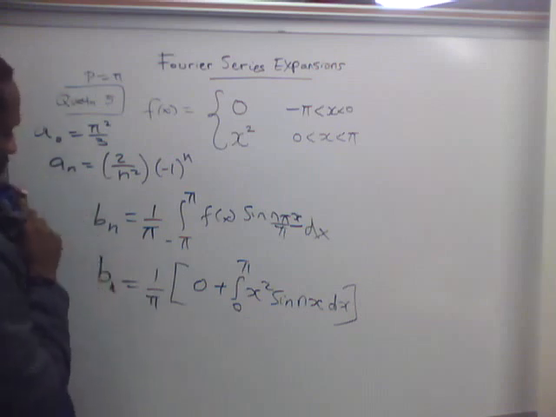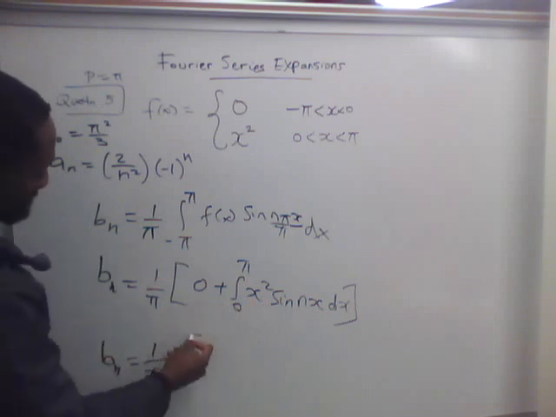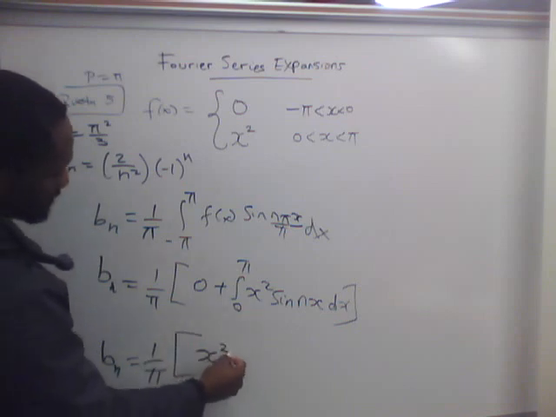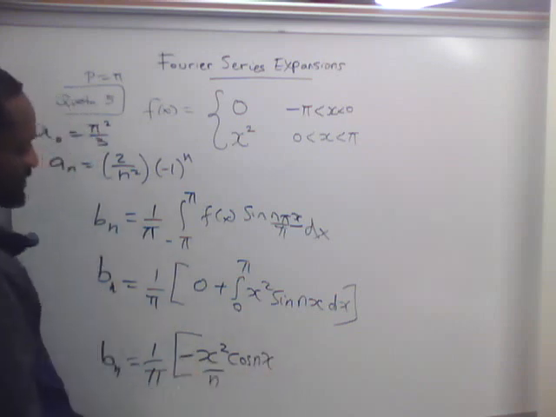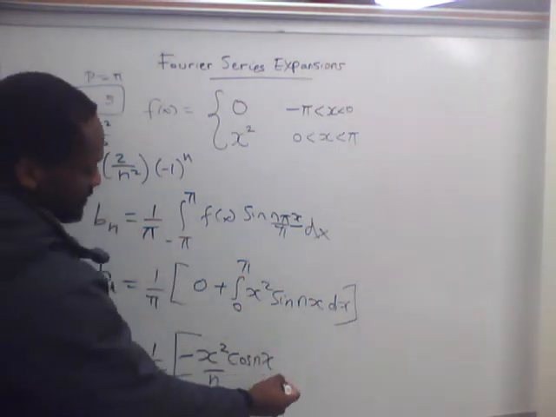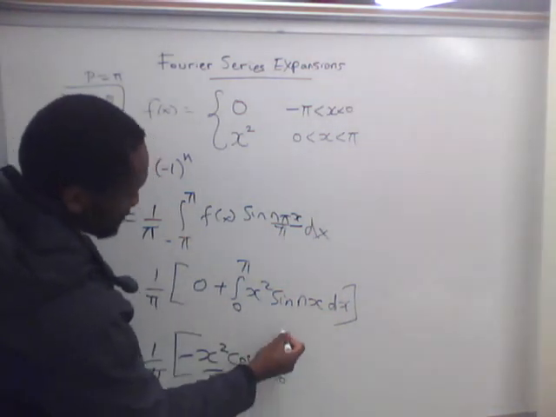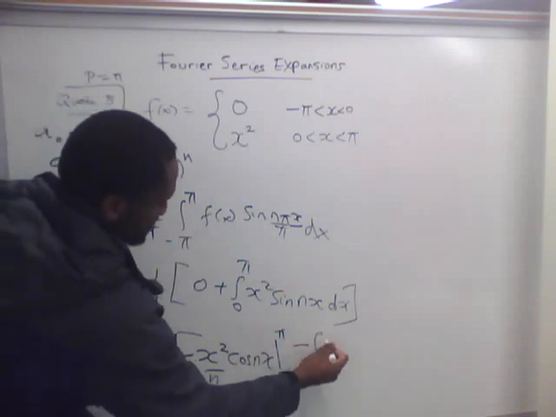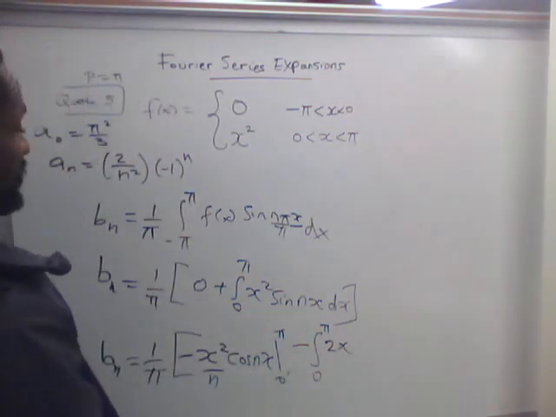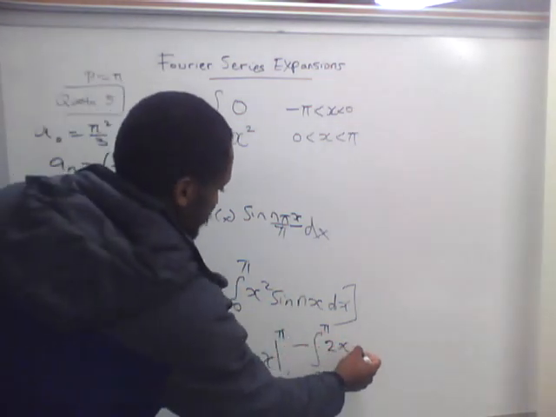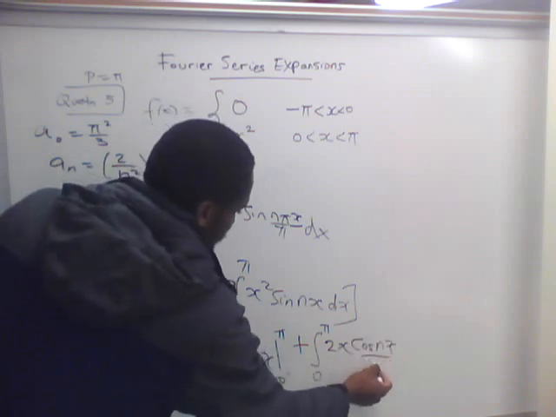So this here again I do by parts. Bn equals 1 over pi times x squared cosine nx over n, and there'll be a negative sign there, going from 0 to pi, minus this integral here, 2x times negative, which I'll bring out here as positive, cosine nx over n.